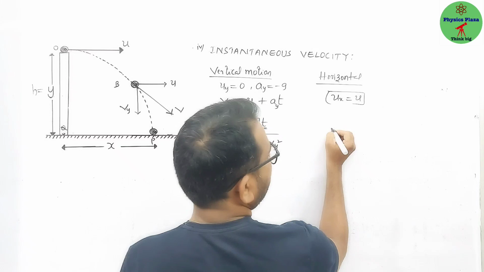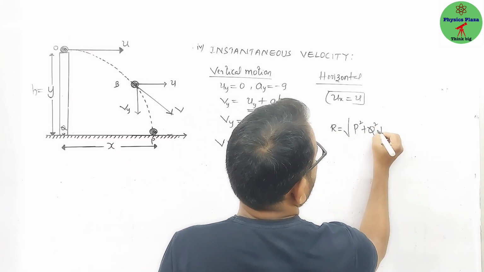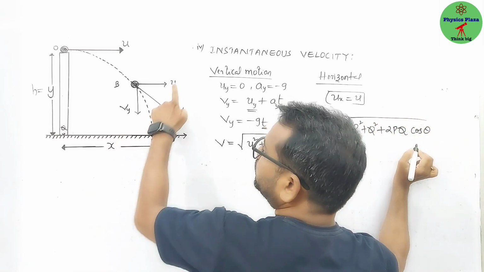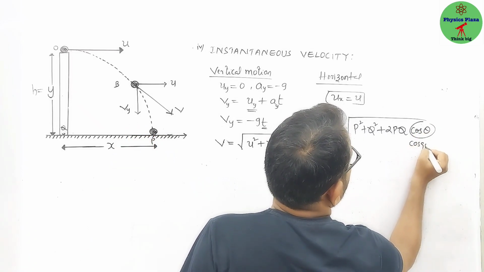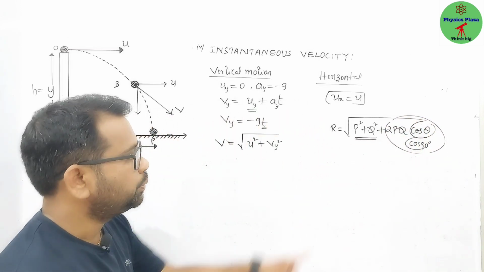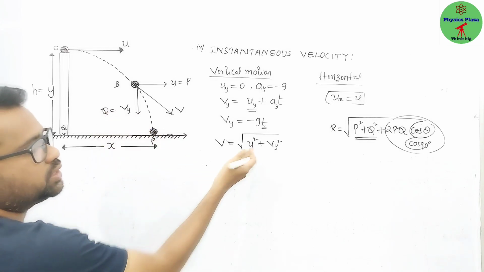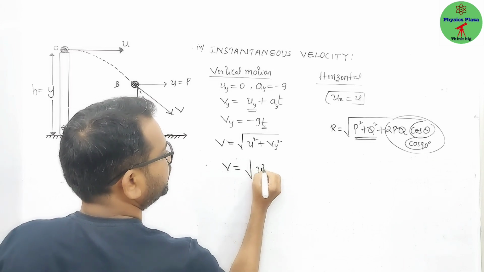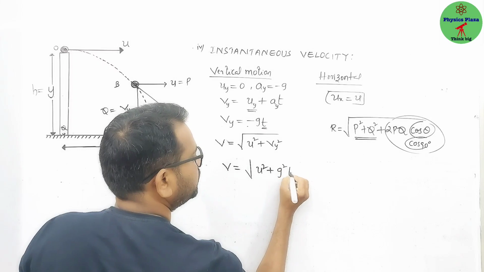Actually the formula for the resultant is the square root of p square plus q square plus 2pq cos theta. But here, what is the angle between these two vectors? 90 degrees, right? So cos 90 is 0, so this entire term is eliminated. We only have two terms, p square plus q square. Let this be p, and this you can take as q. That is how we applied it here. So v is equal to the square root of u square plus vy square, where vy is minus gt whole square, so this is going to be g square t square.